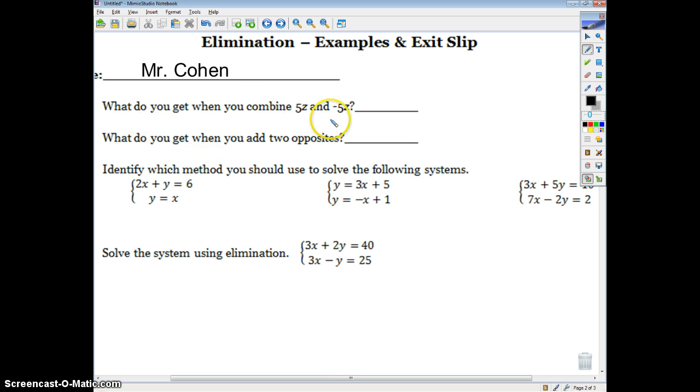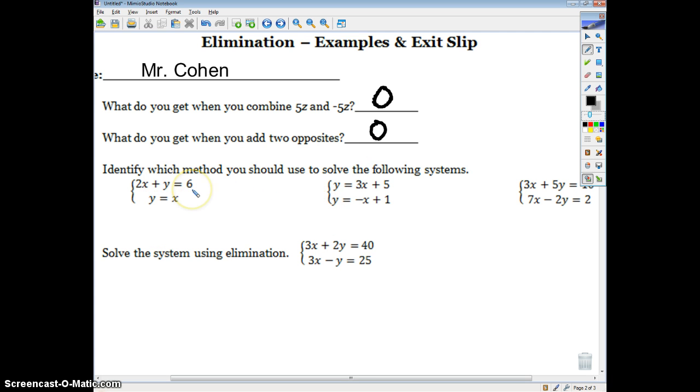All right, so what do you get when you combine 5z and negative 5z? I think we know the answer to that by now. 0, nothing, they cancel out. That's the idea. So it doesn't matter if they're x's, y's, Greek symbols, whatever. Any two opposites that you add, you get 0. And honestly, that's the main idea here. Your goal is to cancel out one of the variables because we can't solve equations with two variables.